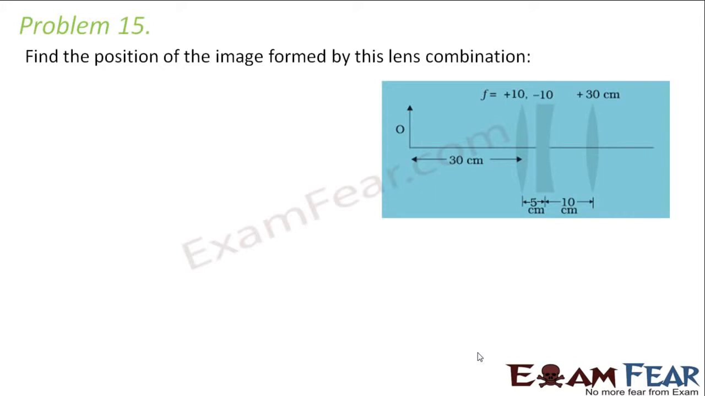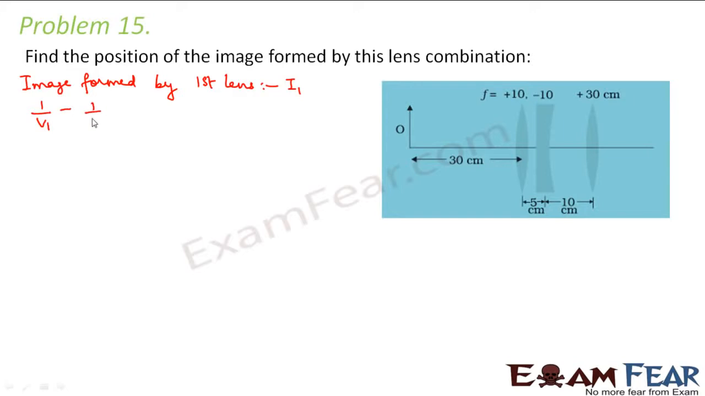The problem says find the position of the image formed by this lens combination. So here we have a convex lens followed by a plano-concave lens, which is again followed by a convex lens. So let us consider each lens one by one. So what would be the image formed by the first lens? Let us suppose that the image formed by the first lens is I1.